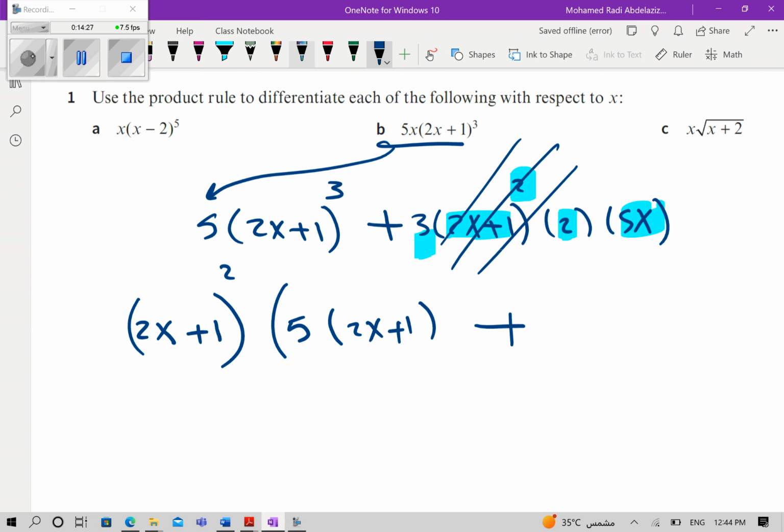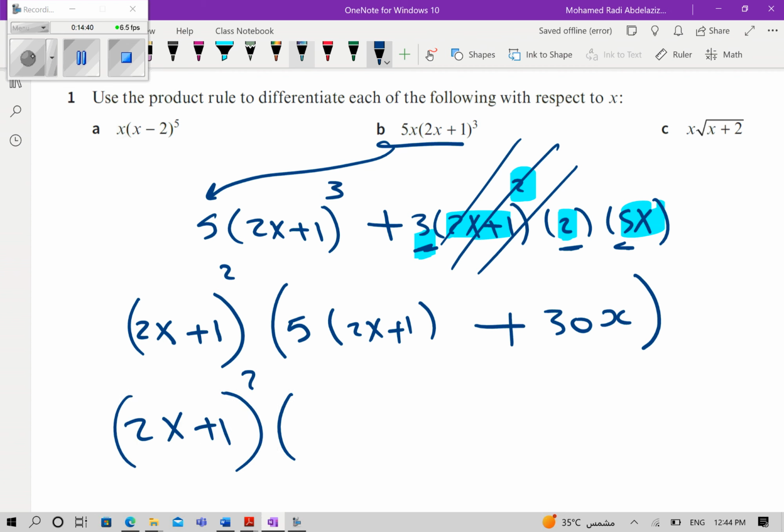So the expression left-hand side will be what? 3 times 2, 6, times 5, 30x, times (2x plus 1) all squared. You can expand this to be 10x plus 5. 10x and the 30x is 40x plus 5. Clear?